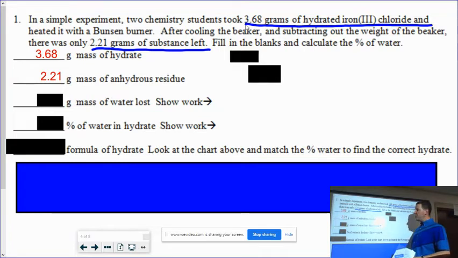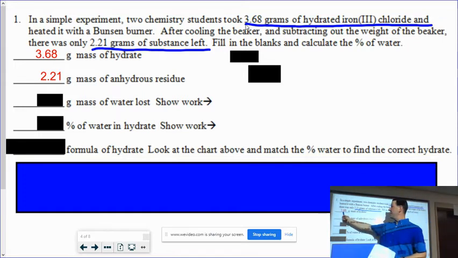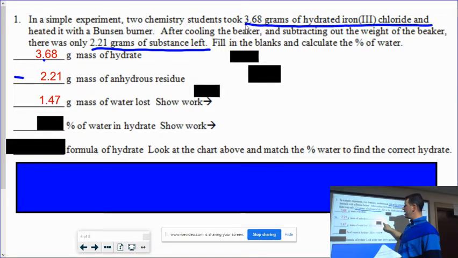So how much water was lost? How many grams of water? What would you have to do for that? Well, this is the compound with the water in it. This is just the compound. So if I take this number, subtract that number, I should get the mass of the water. The missing mass is from the water. So if I do that, I get 1.47 grams.